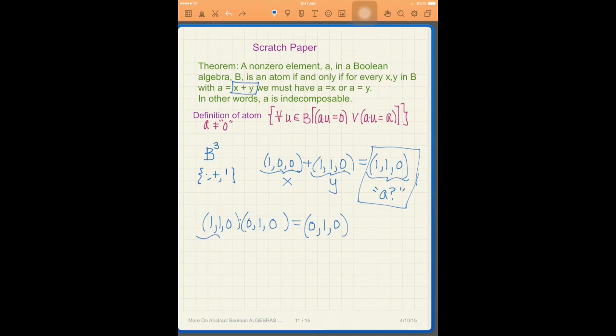So if this is my A, and this is some element that I picked out from B, so that's my U, did I get back 0 or the A? No, this is not the 0 element, which is 0, 0, 0, and this is not the A that I started with, in quotes, because it's not really an A. So this is not going to be an atom, so that cannot be an atom. And remember which one is an atom?